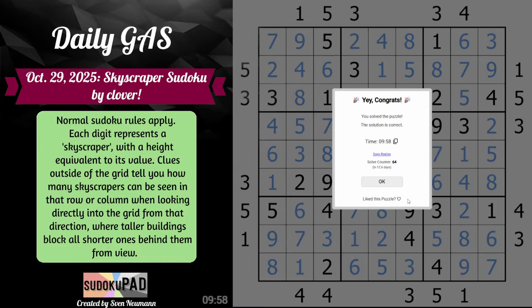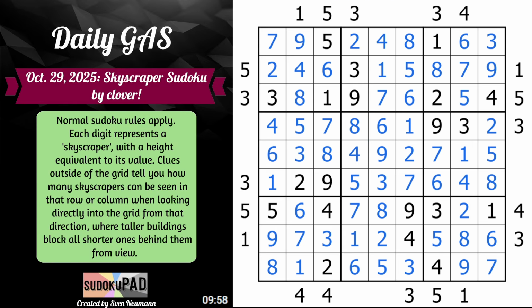Just under 10 minutes, at 9 minutes and 58 seconds, with Skyscraper Sudoku by Clover. A few little things we had missed in the basic logic there. Like, I don't know why my brain saw the 9s symmetrically placed 3 steps away, but I didn't see the very obvious 1 that would have placed even more 9s. But in the end, I really liked the way that this played out. Hopefully, like I said, you enjoyed, and as always, thank you for watching.